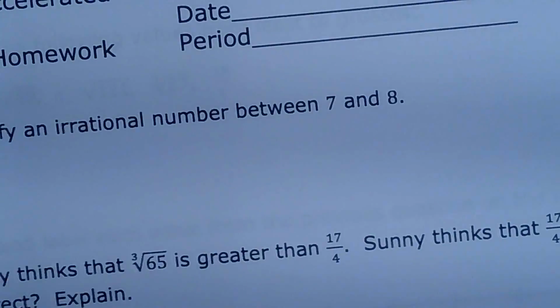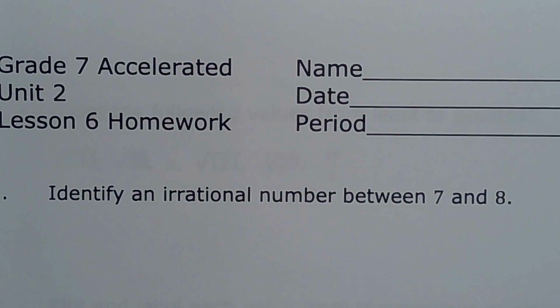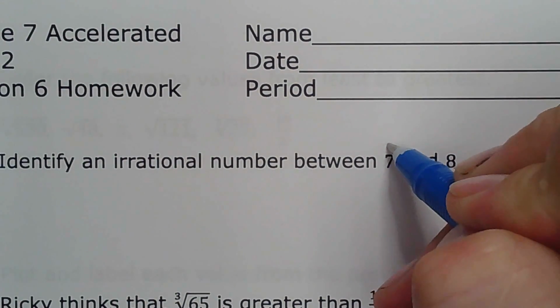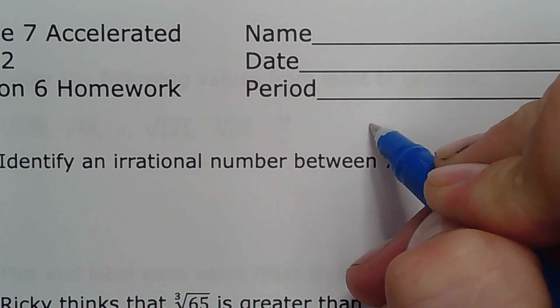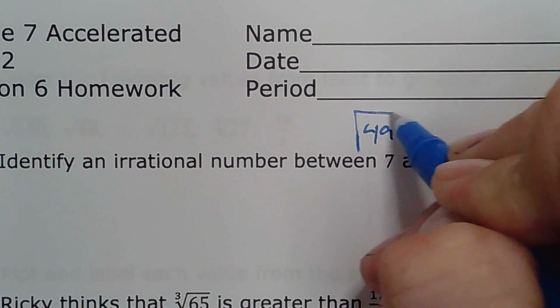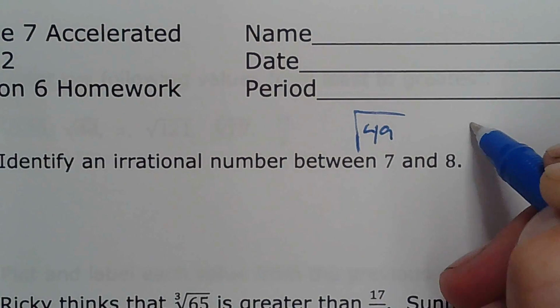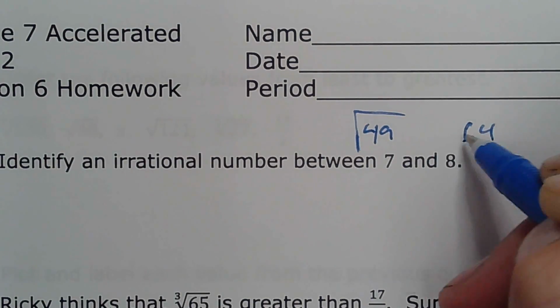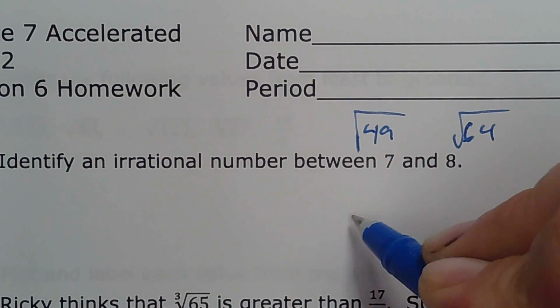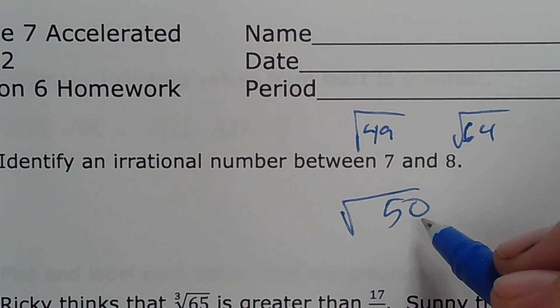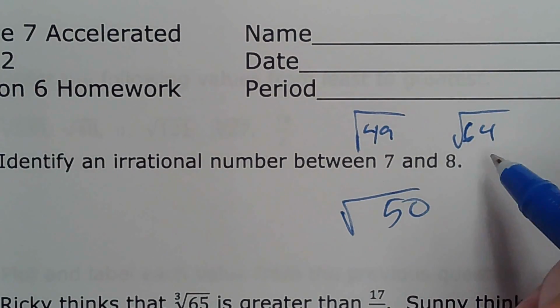Okay, and here we're going to identify a rational number between 7 and 8. How about, well, 7 squared is 49, so the square root of 49, and 64 is 8 squared. So how about we do the square root of something in between that, like 50? That's going to be between 7 and 8.